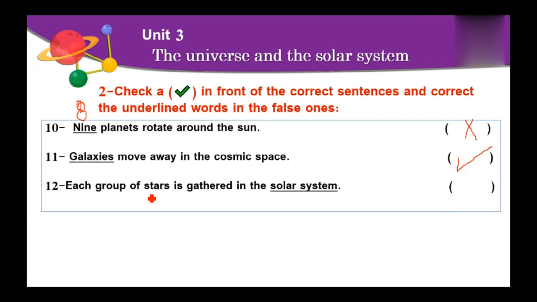Each group of stars is gathered in solar system. No. Each group of stars is not gathered in solar system. Where then? Each group is gathered in galaxy.